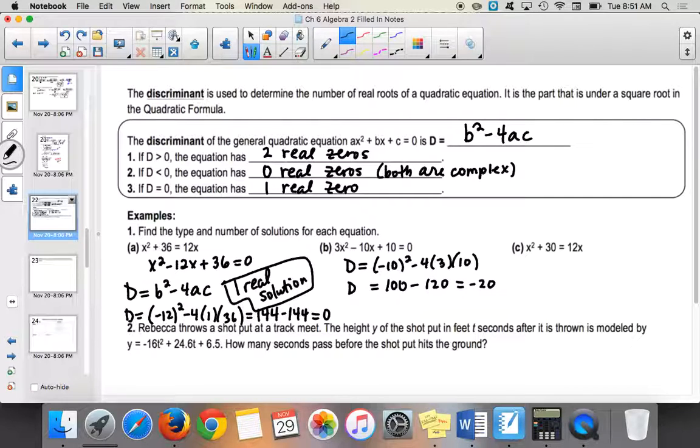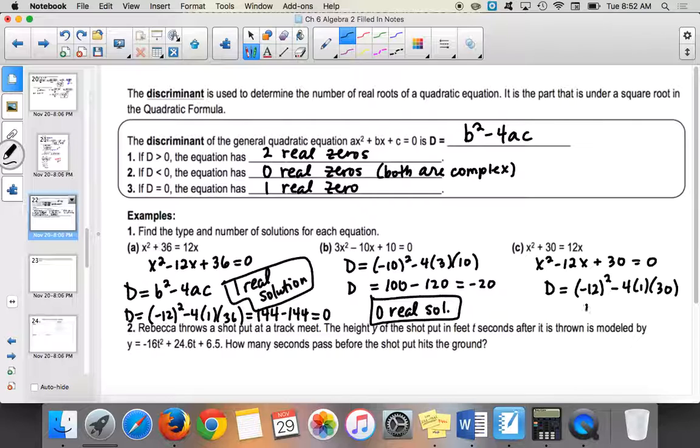So now my discriminant is a negative number. If you have a negative number, then how many real solutions do you have? 0 real solutions. Right, they're both complex. And same thing here, if I subtract my 12x over, then I get b squared is negative 12 squared minus 4ac. So I get 144 minus 120. So I get 24. So how many solutions do I have there then?